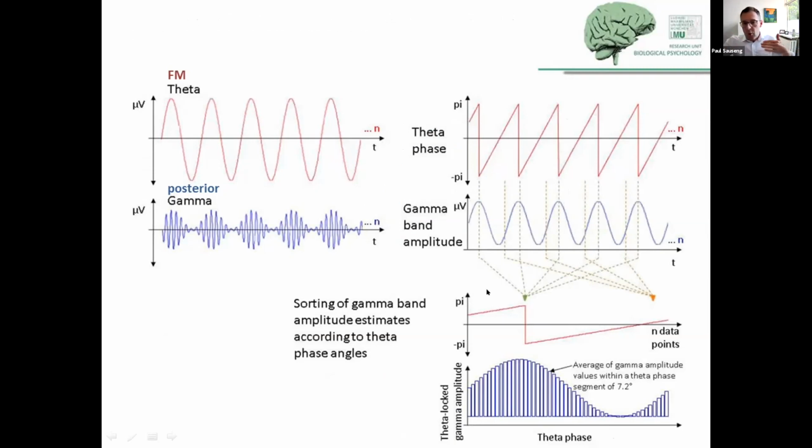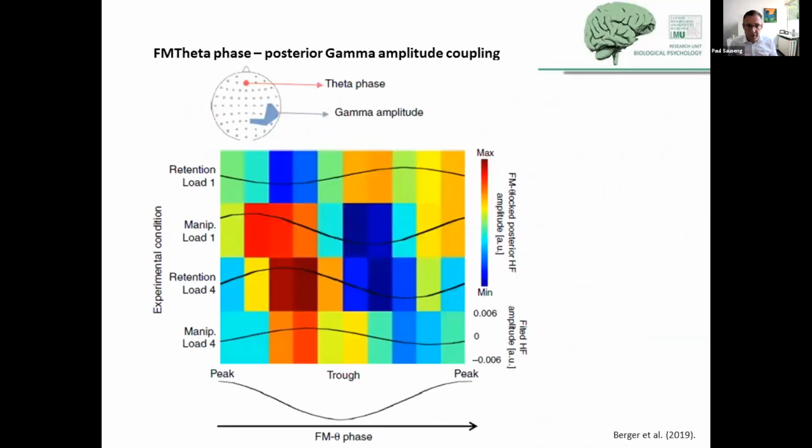So if these two were not related at all, you would expect that the distribution of gamma amplitude as a function of frontal midline theta phase would be completely flat, right? If it looks a little bit like that over here, then this would suggest that you have a very strong relation between frontal midline theta phase and posterior gamma amplitude. Okay, and what we found was a right temporoparietal electrocluster in which in all 4 conditions, we found significant modulation of gamma amplitude by frontal midline theta phase.